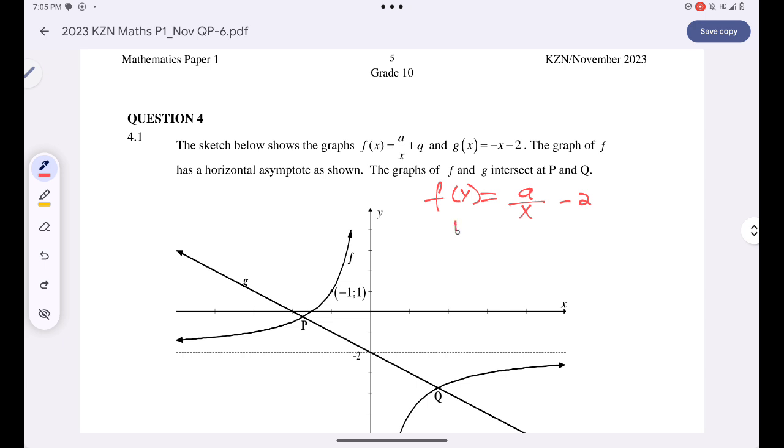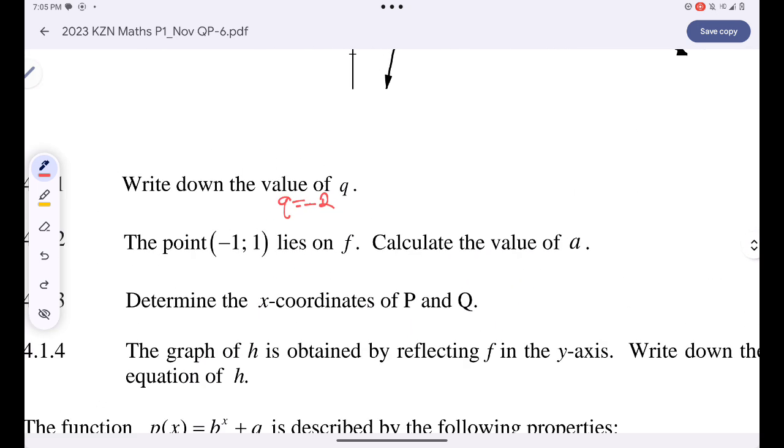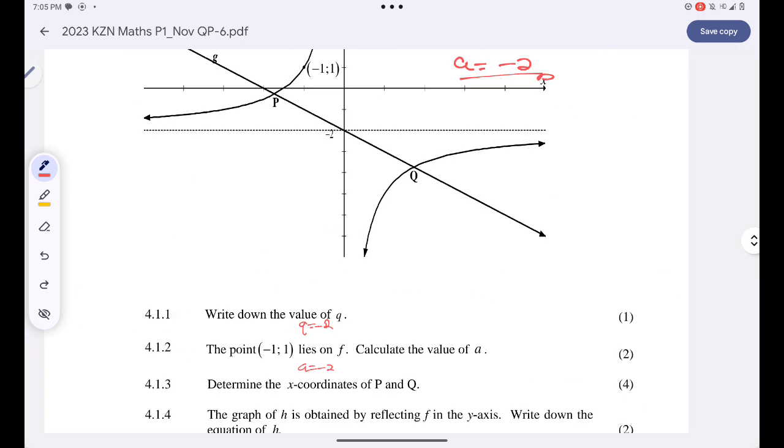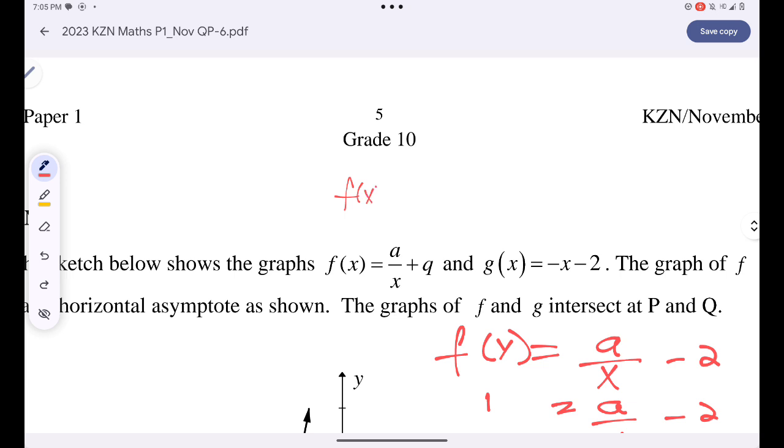I know that y is 1 whenever x is equal to -1. So whenever I take the 2 to the other side, it will be positive, and then I'll have -a. Divide both sides by -1. I'll simply have a being equal to -2. So a is equal to -2, and my equation is simply f of x is equal to -2 over x minus 2.